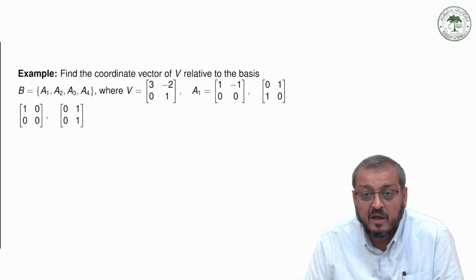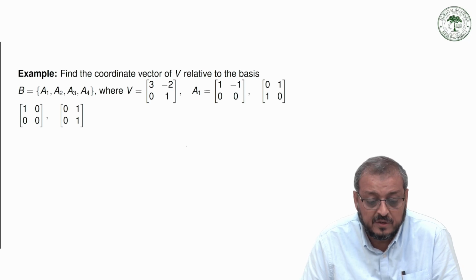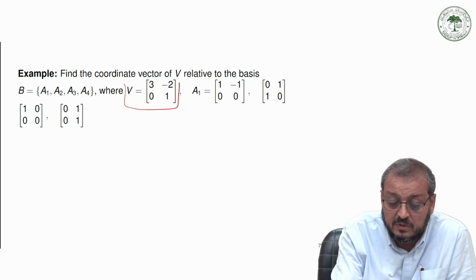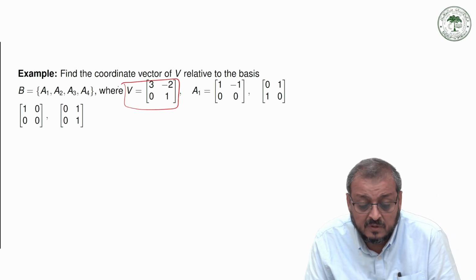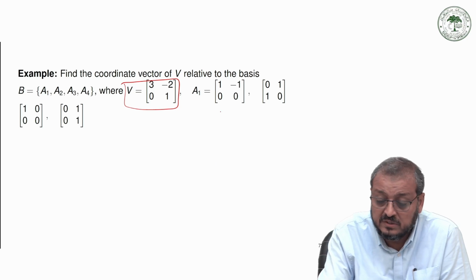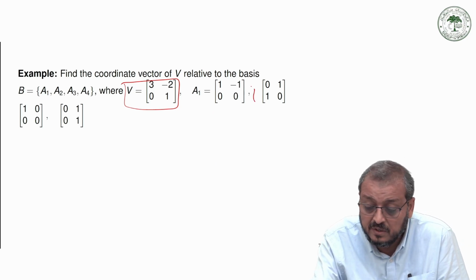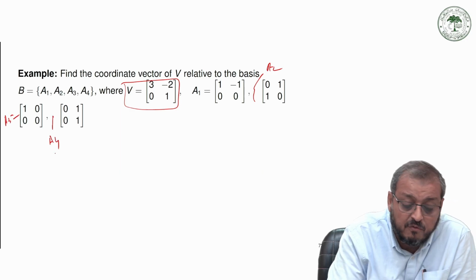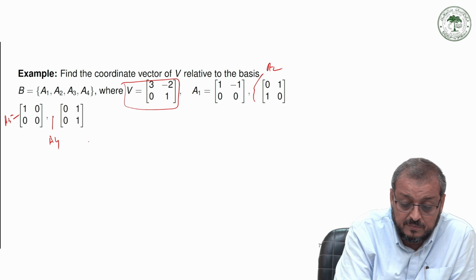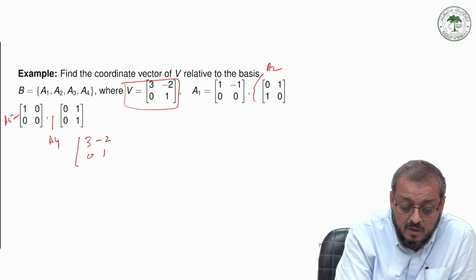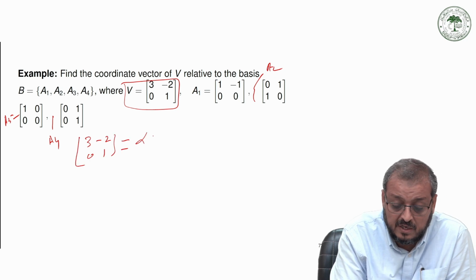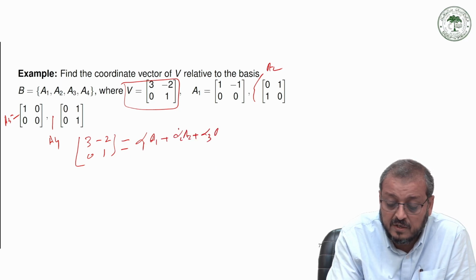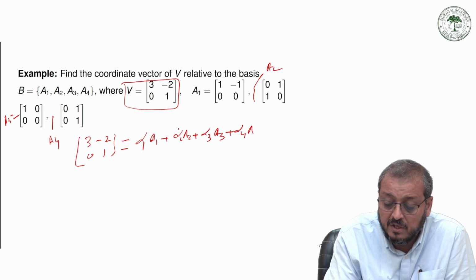Previously the two examples were related to polynomials. Now here we also have a vector space, the 2 by 2 matrices over the real field, with basis a1, a2, a3 and a4. So we can write the element of A, this means 3 minus 2 0 1, in the form of alpha 1 times a1 plus alpha 2 times a2 plus alpha 3 times a3 plus alpha 4 times a4.